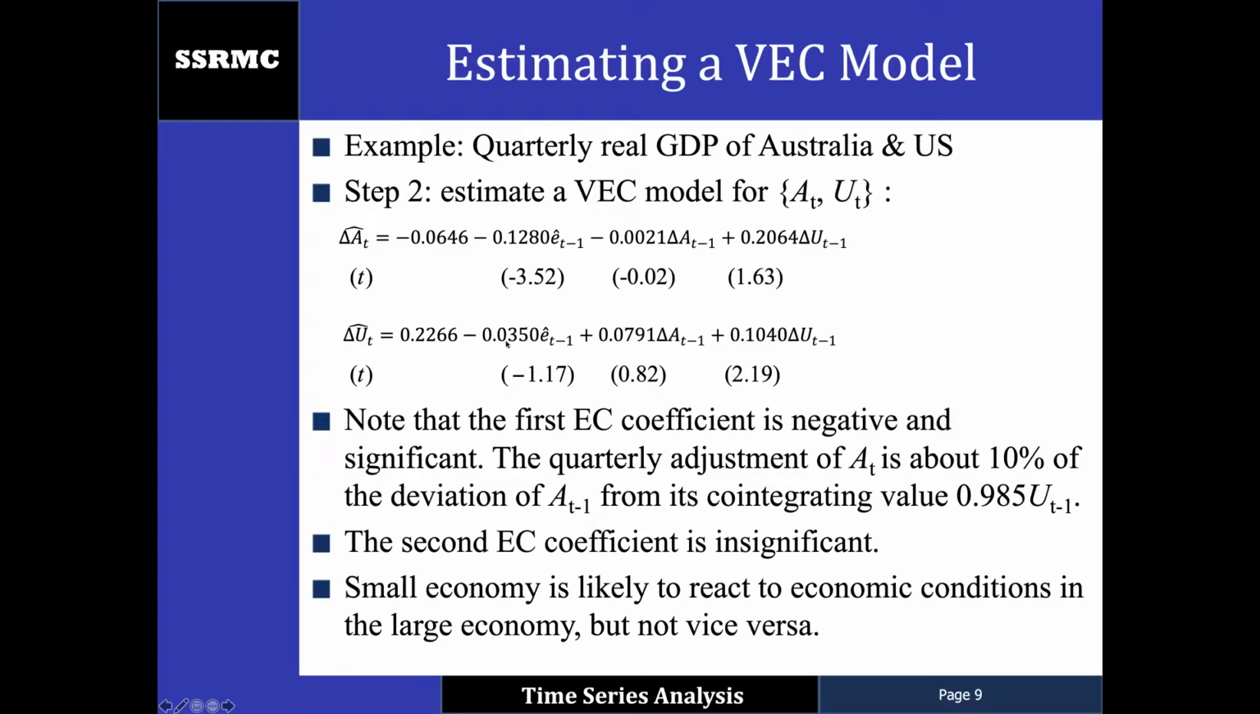However, the error correction coefficient in the second equation is not significant. So this minus 1.17 is well far away from the rejection region. So we do not reject the null hypothesis that its coefficient is 0. So it looks like it's negative, but it's just random deviation from 0. This coefficient should either be 0 or positive. That's the second equation, by the way.